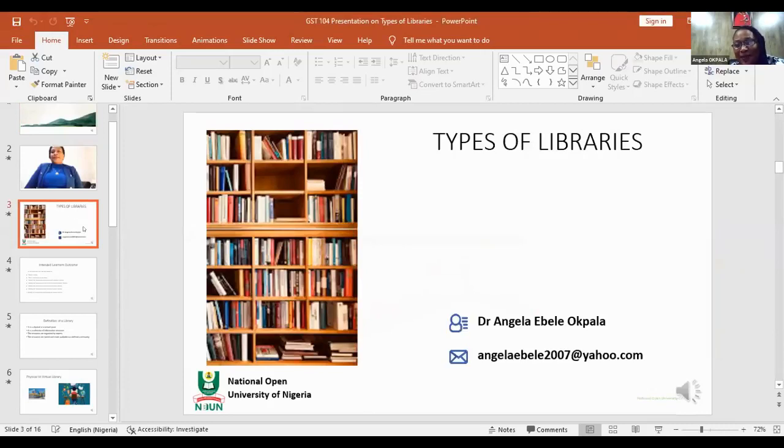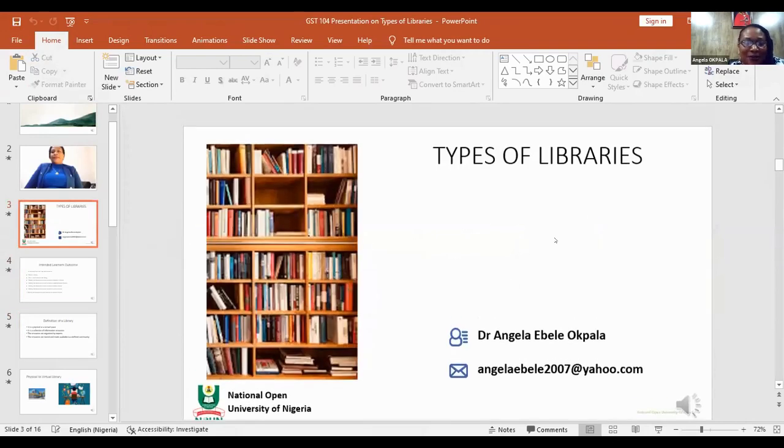We are going to be looking at the types of libraries. You may not be seeing my face, as I've told you, so that we can quickly go through what we have. Types of libraries. Your facilitator once more is Dr. Angela Ebele Okpala from National Open University of Nigeria.